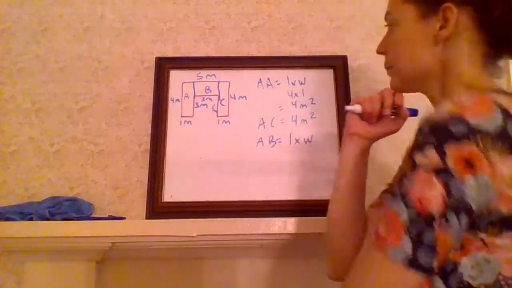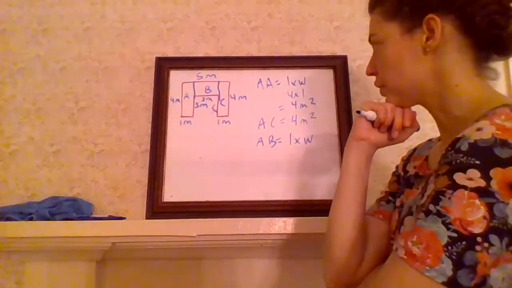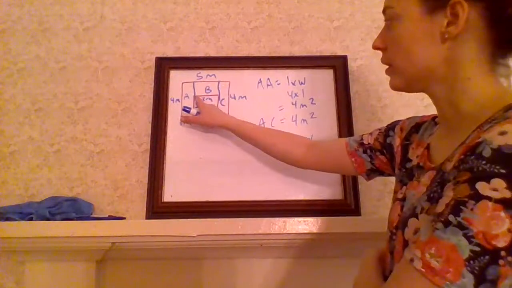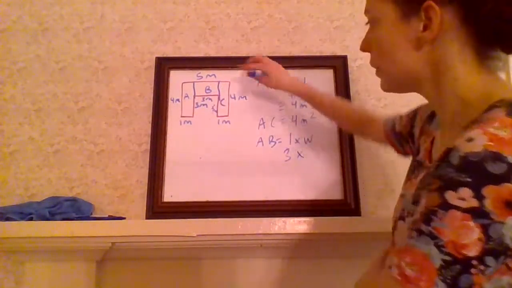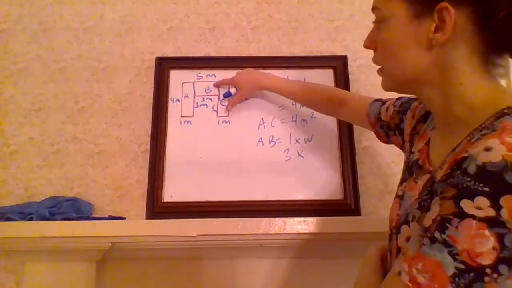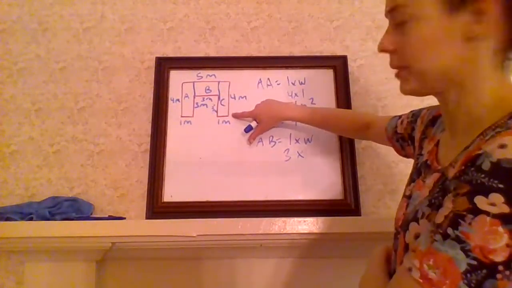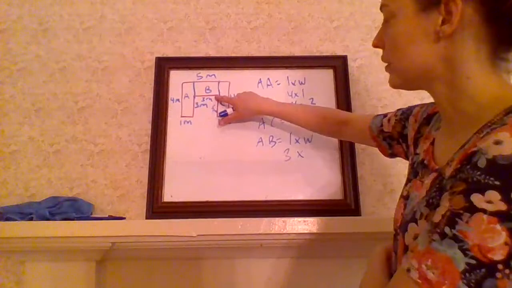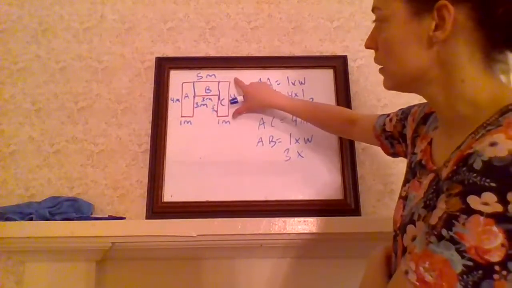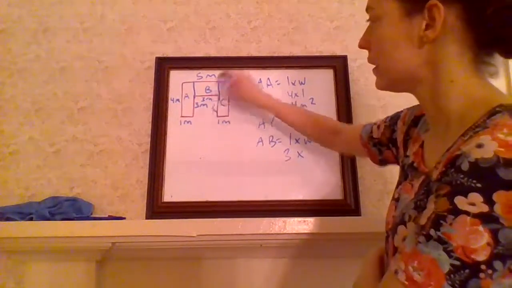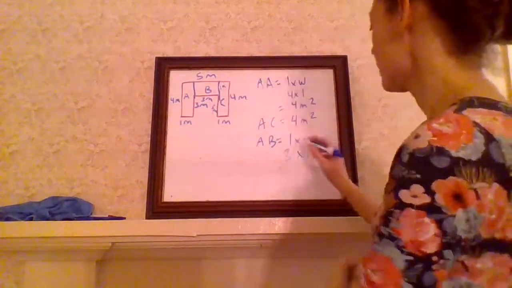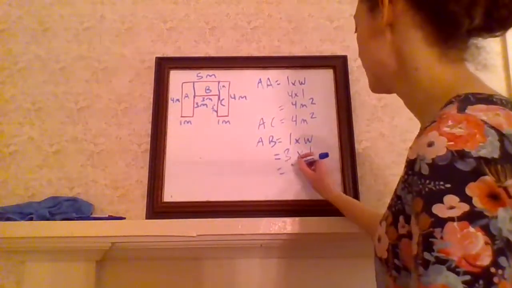So we have something here that we're not sure about. We know that the length here is 3 meters. But how long is this part? We know this whole thing is 4 meters, and we know this part is 3. So what is that? If the whole thing's 4, and that part of it is 3, that means this is 1. So 3 times 1, which is 3.